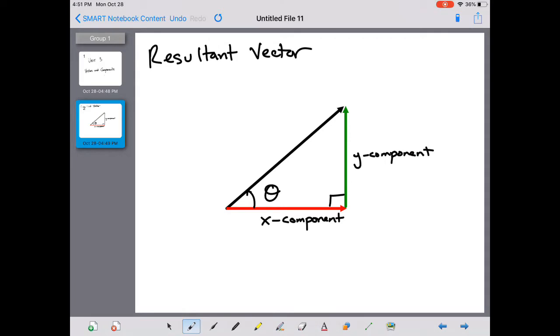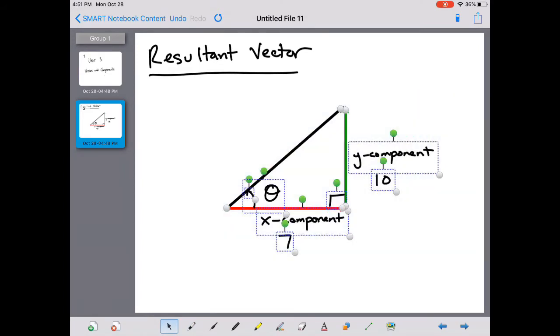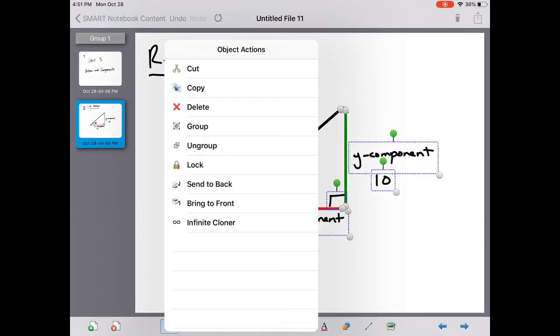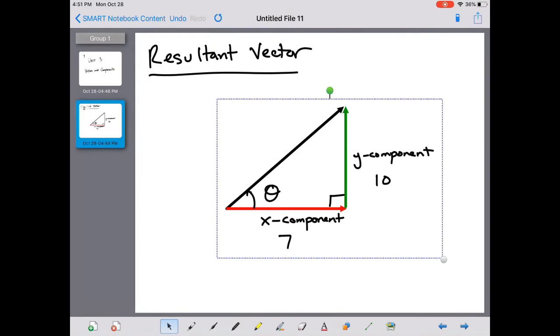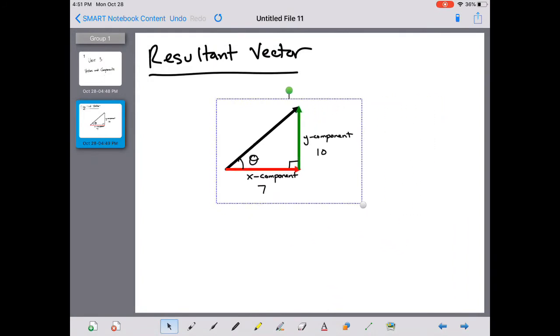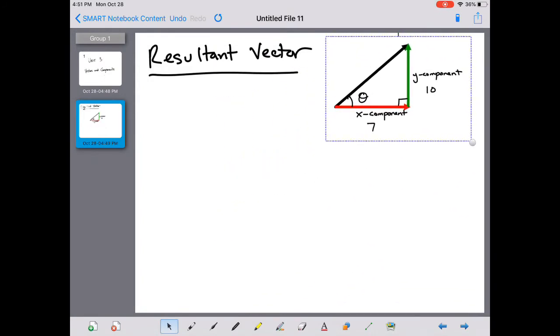So let's talk about how we can find this resultant vector and angle. So let's say that I tell you that the x component is equal to 7 and the y component is equal to 10. All right. Now with this information, we have two things that we need to do. First, I need to find the resultant.